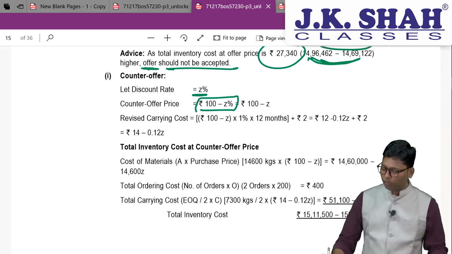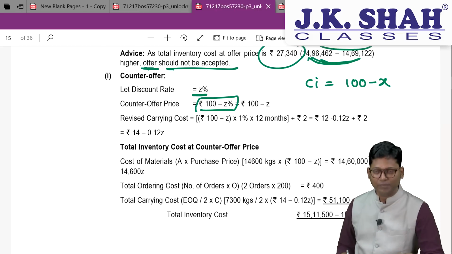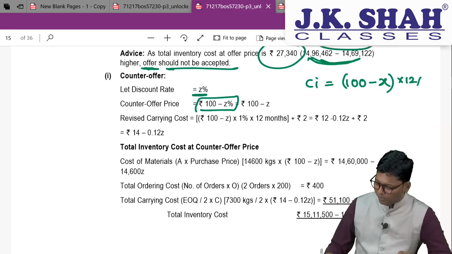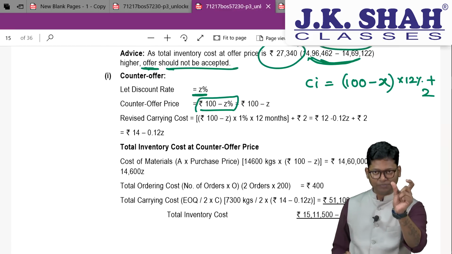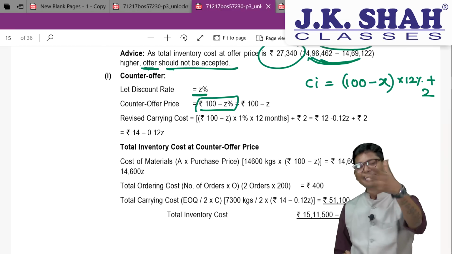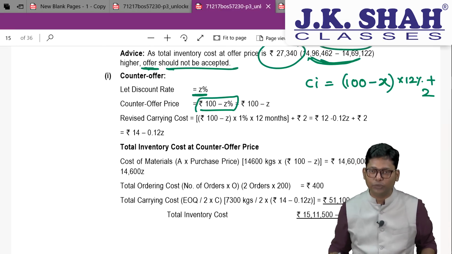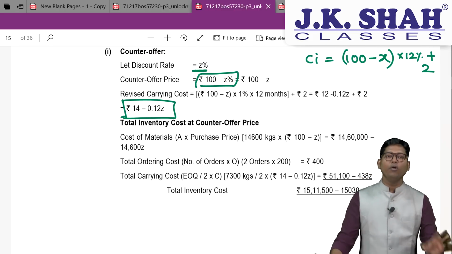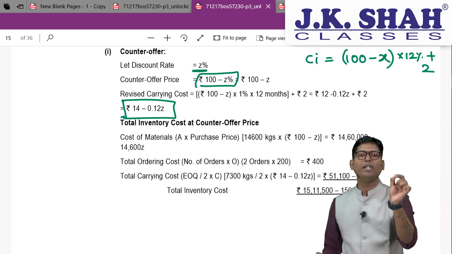Now, when your offer price changes, when your purchase price changes, obviously your carrying cost will change. Sir, how to calculate carrying cost? Carrying cost is equal to purchase price, which is 100 minus Z or minus X, whatever you are assuming. Now, on this particular purchase price, you are going to charge 12%, and in that you will be adding 2 rupees straightforward. That is purchase price, 100 rupees or 99 rupees or any revised purchase price, you should multiply by 12% storage cost, and in that you should add 2. So, if you solve this equation, ultimately you are going to get 14 original cost of storage minus 0.12x or 12z.